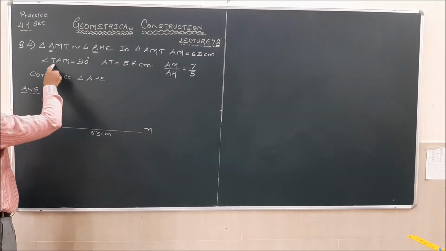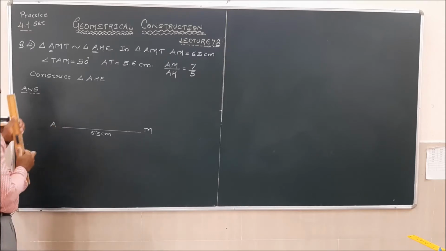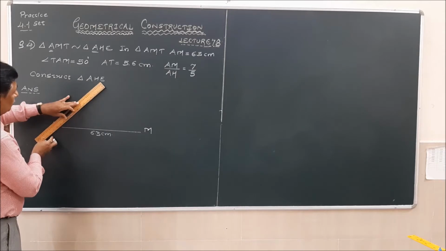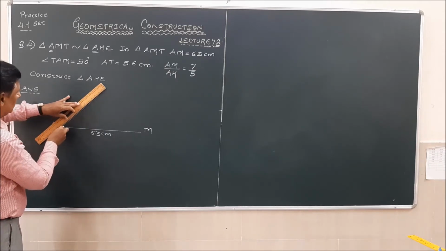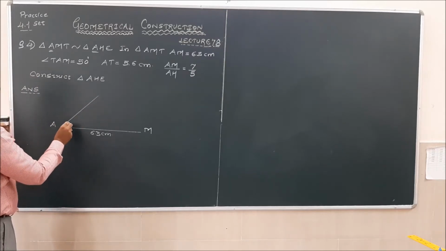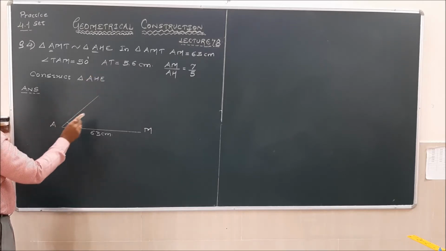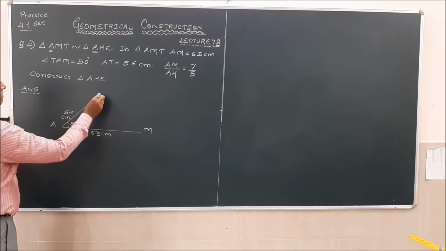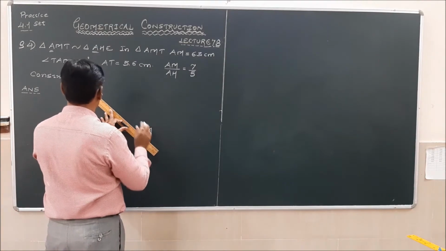AM is 6.3. Angle TAM. So T will be somewhere. TAM is 50. Rough sketch. So I can draw a rough sketch without using a protractor. No problem as such. Angle TAM is 50. Take a distance of how much? AT is 5.6. So this is triangle ATM.